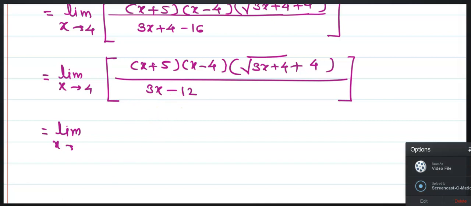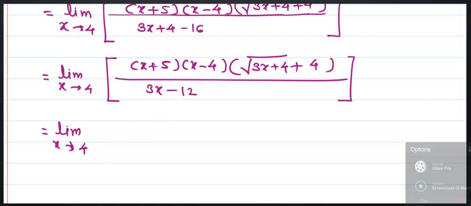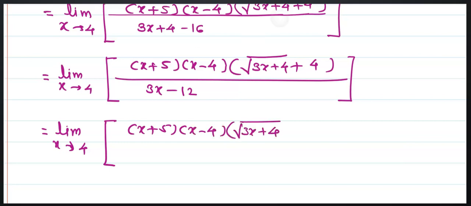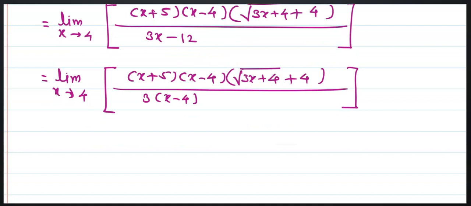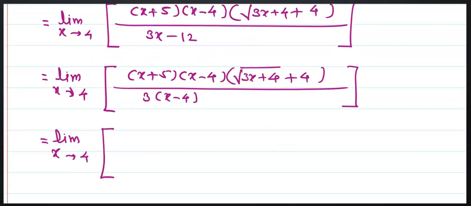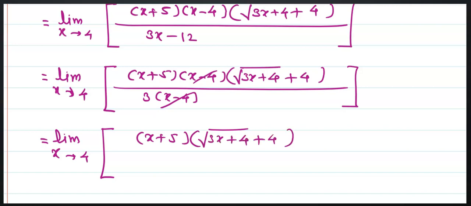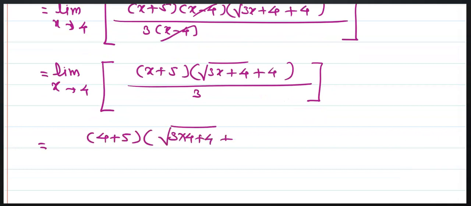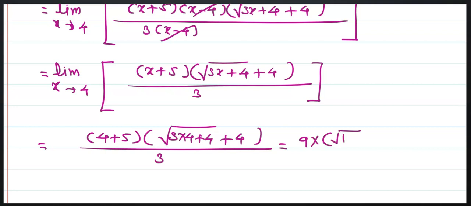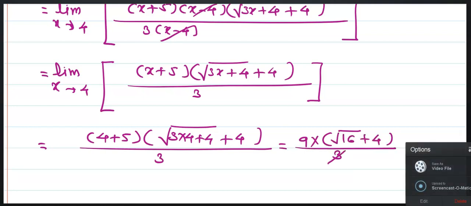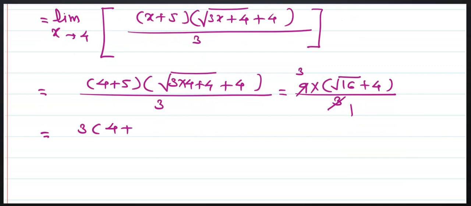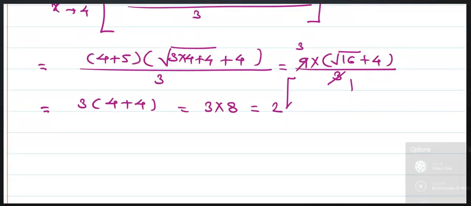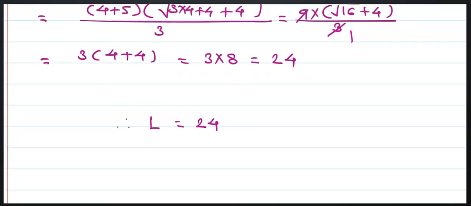Take 3 as a common factor from the denominator, and in the bracket you will get x minus 4. From the numerator and the denominator, x minus 4 will get cancelled. Therefore, substitute x equals 4. Root of 16 is 4, 4 plus 4 is 8, and 8 into 3 is 24. Therefore, the limit is equal to 24.